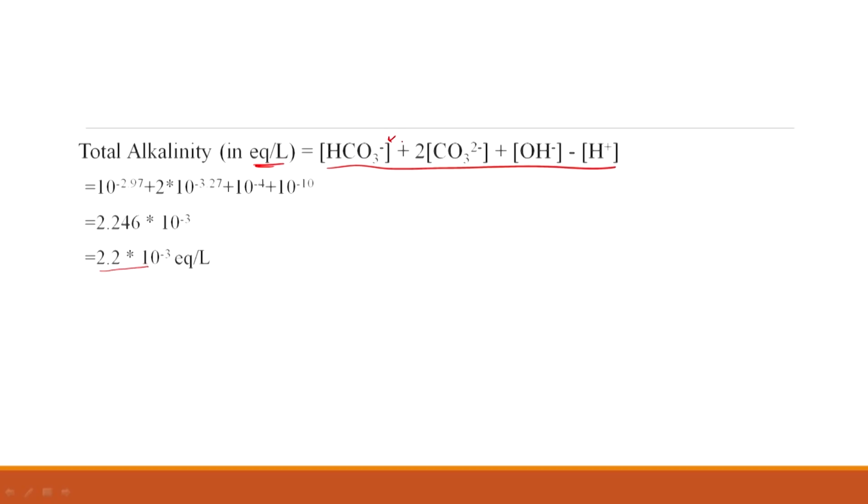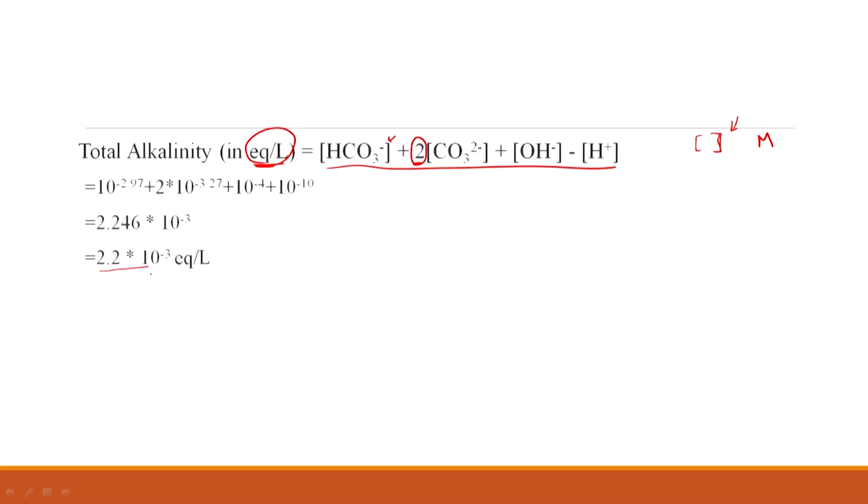And the units, square brackets indicate molar units, right. But obviously, we are trying to get the equivalent in terms of H plus, that is why we have the prefix 2 here, right. So, that is the reason why we end up with equivalents per liter.